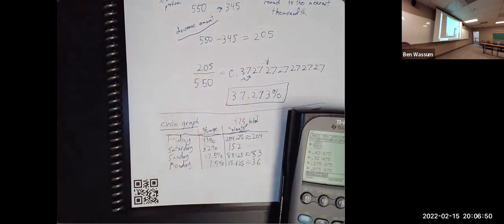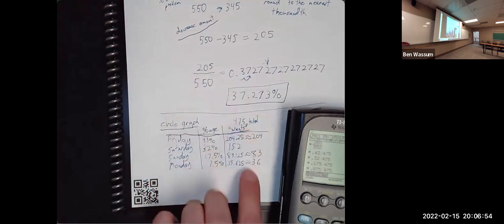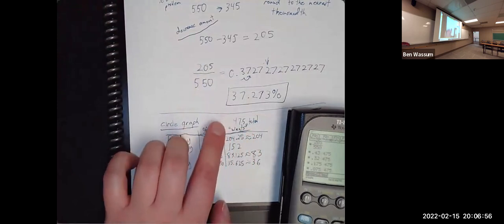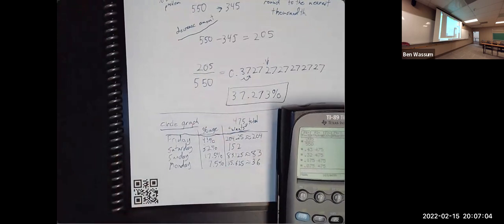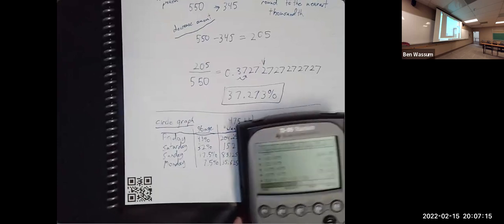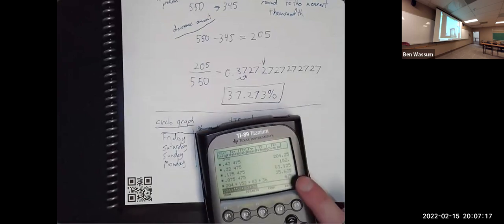Now, the reason that I'm trying to be careful is sometimes I'll end up with a rounding error and I'll end up with, say, 476 or 474. So what I like to do is I like to do this, and then I like to add them all up to make sure that my numbers work out. Just to make sure I'm not making a horrible mistake. So I'm going to add 204, 152, 83, and 36. And I get 475.